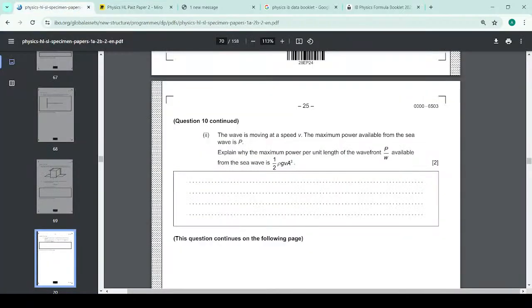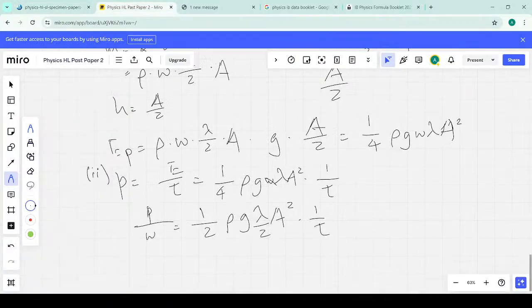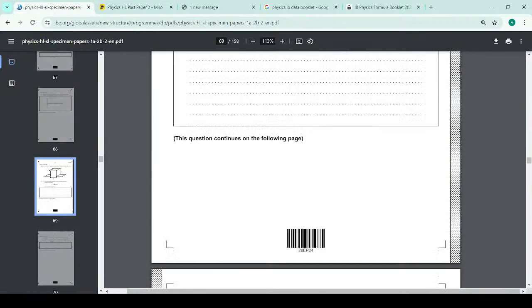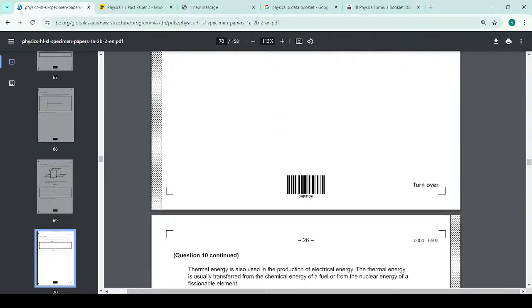And if we look at lambda over t, well, lambda is the horizontal distance and t is time. And the wave is traveling horizontally. So what's distance over time? Well, that's just the speed. So therefore, this is just half rho g lambda over 2 times 1/t, that's just speed, a squared. And there we have it. So once again, looking at the final answer, we're able to dissect how we would approach this and finally reach the final answer.